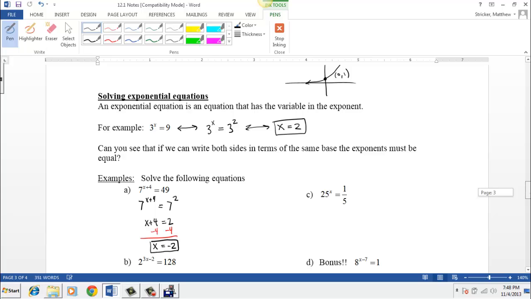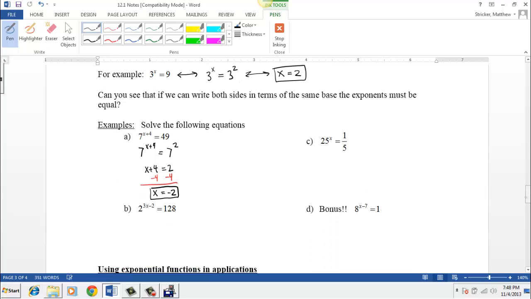Hopefully that makes sense. Likewise, we can do the same thing in the next problem. Both sides can be written as 2 to some power. On the left hand side we have 2 to the 3x minus 2, but on the right hand side 128 is the same as 2 to the 7th power.